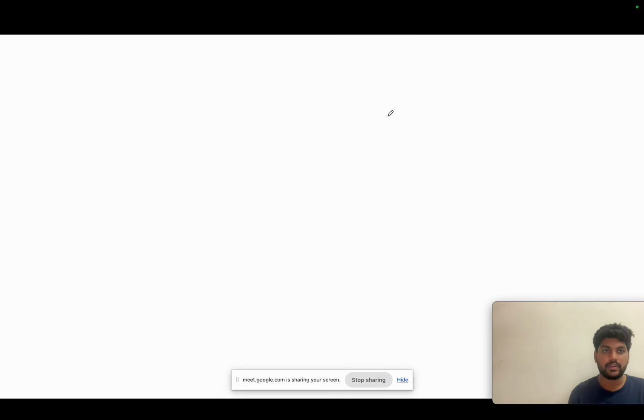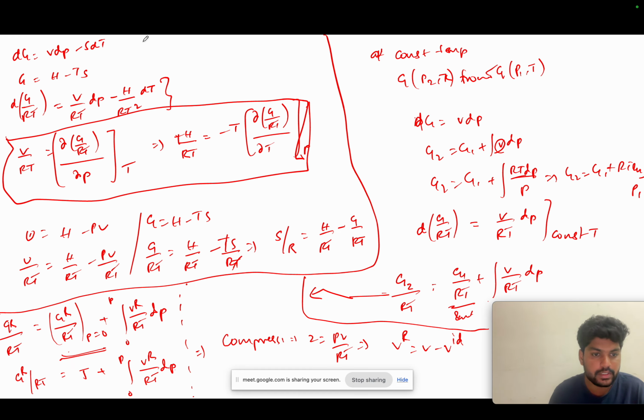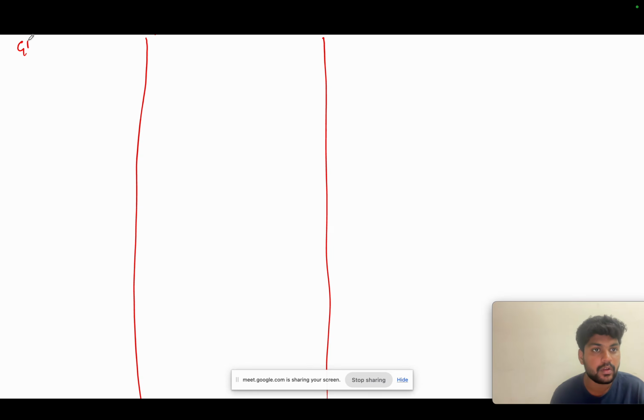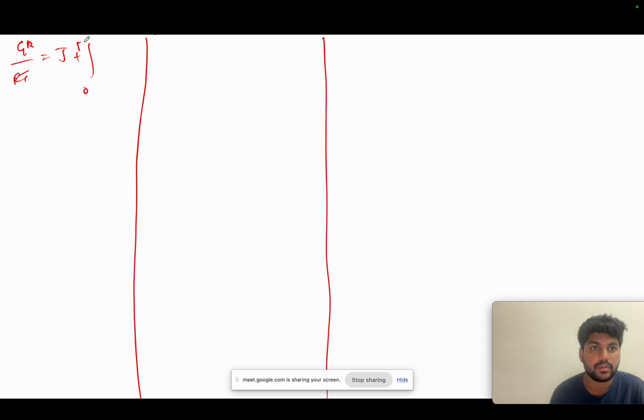Now I am taking a new slide and I will make three columns, which will be better. Now the camera has gone off. So what is the equation? GR by RT equal to J plus integration from 0 to P of VR by RT dP.